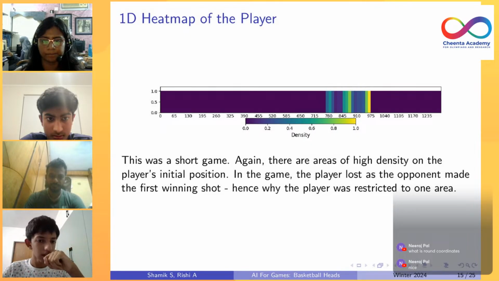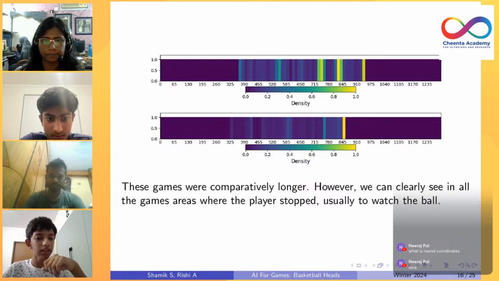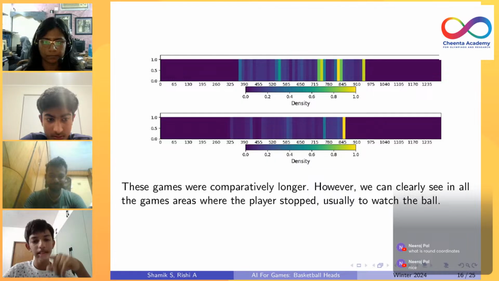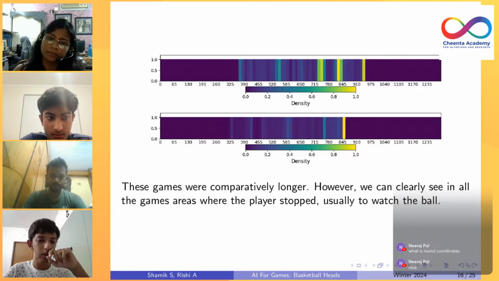Now we analyze this with longer games. Here we can clearly see all the areas of high density, where the players usually stop to watch the ball, and in all other areas there's relatively low density.